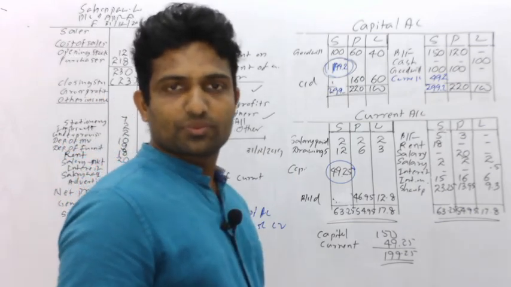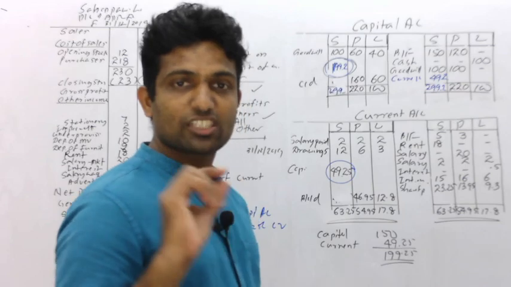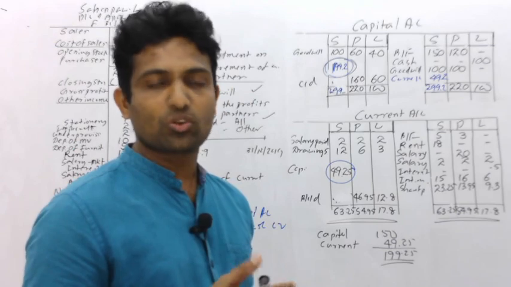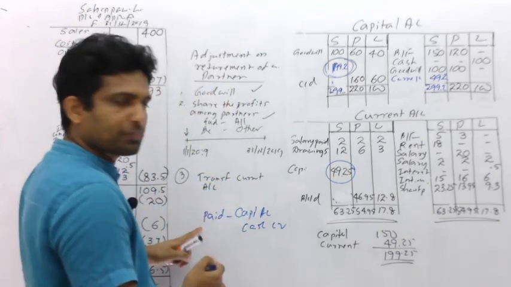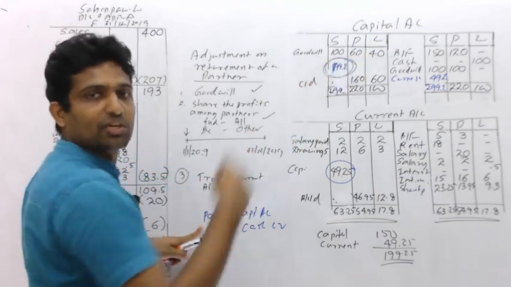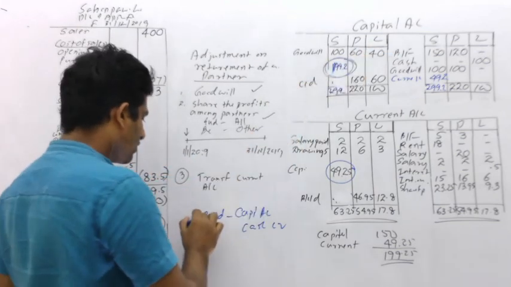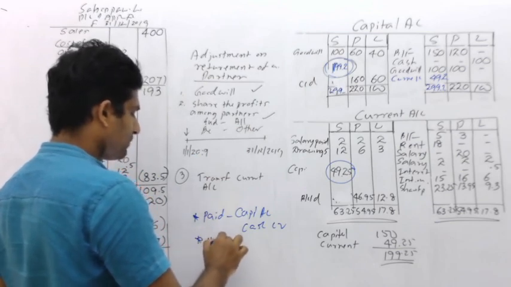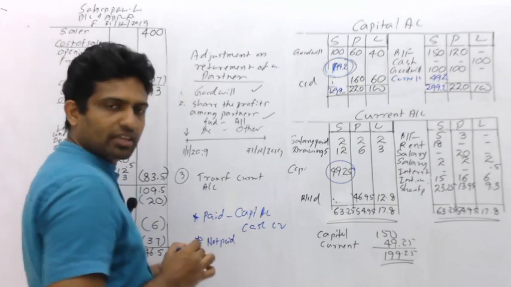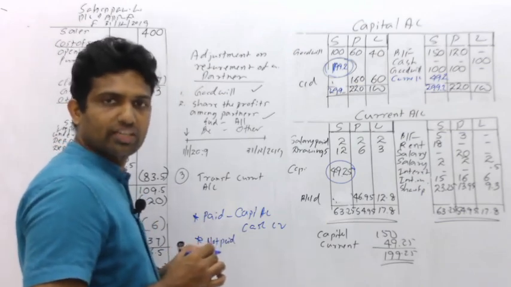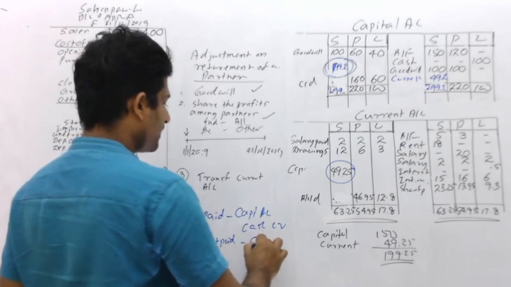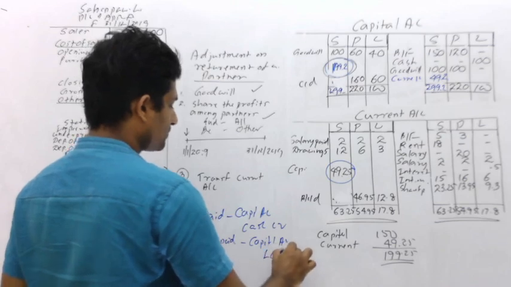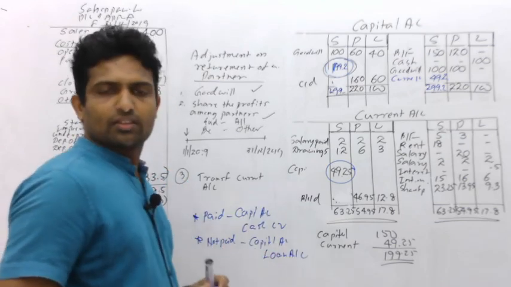If the question says it is not paid in cash, that means it is payable, therefore transfer that amount to the loan account of the retired partner. If it is paid, capital account debit, cash account credit. If it is not paid, then it is payable, therefore that is transferred to the loan account of the retired partner. Therefore, capital account debit, loan account credit. Is it clear?